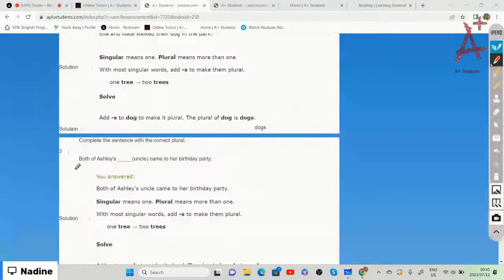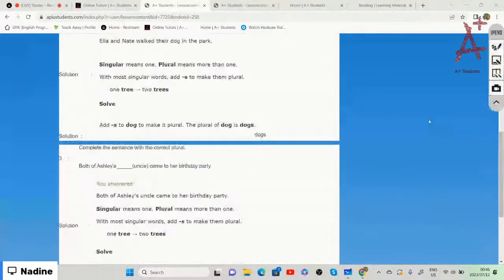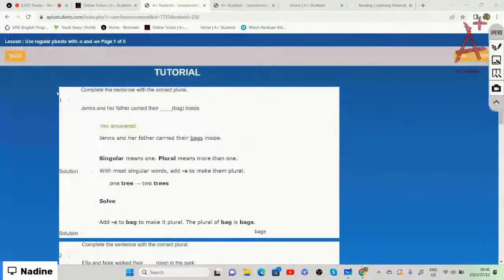Then both of Ashley's uncle came to her birthday party, right? So one uncle. If we refer to one uncle only, we just say uncle. However, when we refer to both uncles, which means there are two, sorry, then we add the S. And now it's uncles, right? Which shows it is plural. So uncles. All right. So that is how you use a regular plural with S, right?